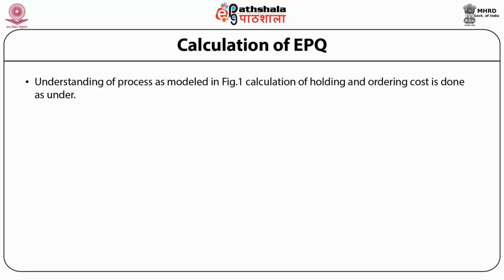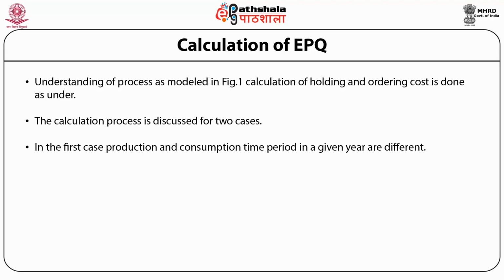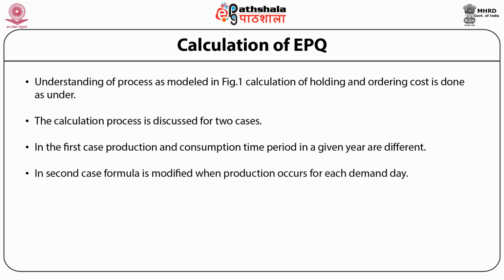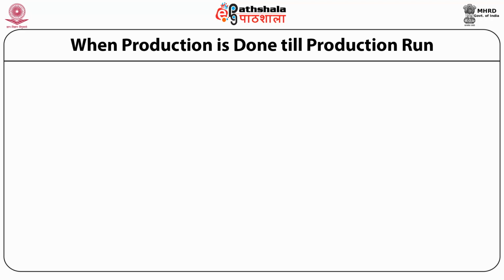With the understanding of the process as modeled in the figure, the calculation of holding and ordering cost is done as under. The calculation process is discussed for two cases. In the first case, production and consumption time periods in the given year are different. In the second case, the formula is modified when production occurs for each demand day. Case 1: when production is done till the production run.